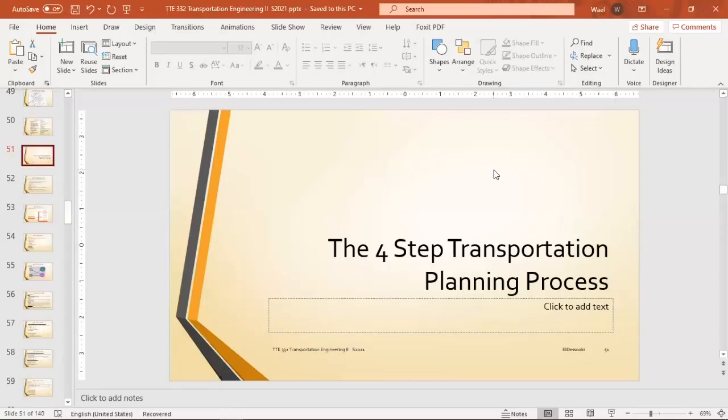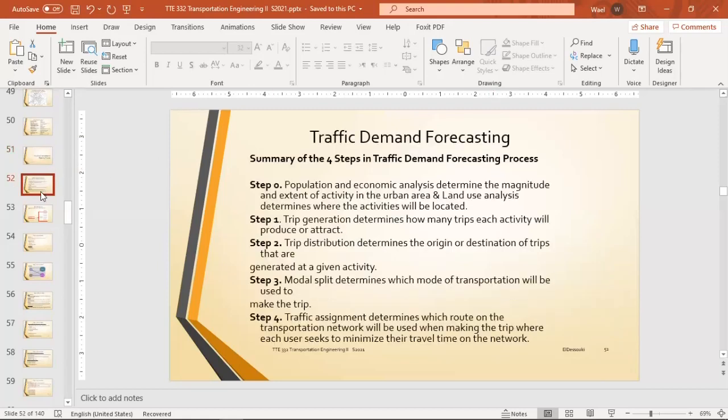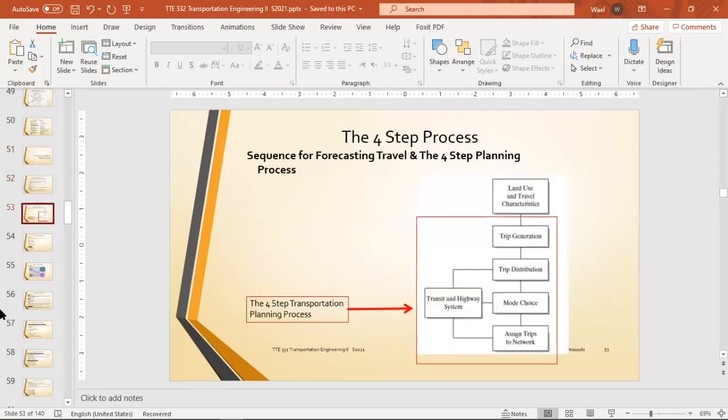Okay, today we are continuing on the four-step transportation planning process, and just to revise, to catch up with the previous lecture, we have four steps. We have the initial step, which is step zero. Step zero is basically preparing or collecting the data and modeling the network. Then today we are going to start on step one, which is basically the trip generation component here.